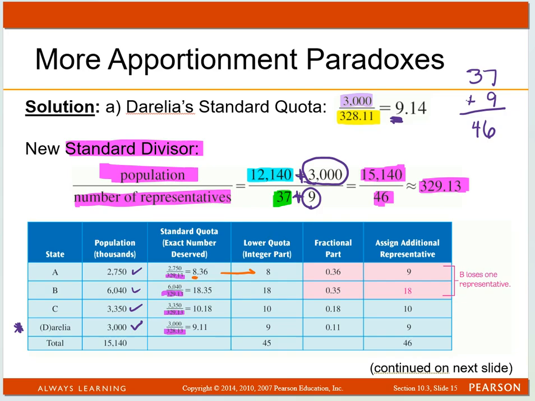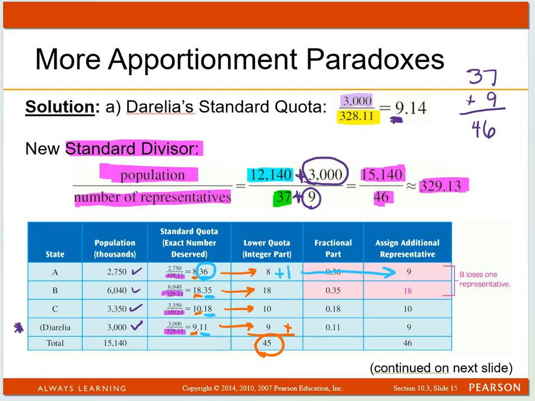Hamilton looks at it and says, okay, you get 8. Your whole number here is 18. Your whole number here is 10. And your whole number here is 9. But when you add these numbers up, it only adds up to 45. You need 46. So you go back and you look at the fractional parts, and you've got 0.36, 0.35, 0.18, and 0.44. 0.36 is the biggest. So you're going to add 1 here, and that's going to give you 9.